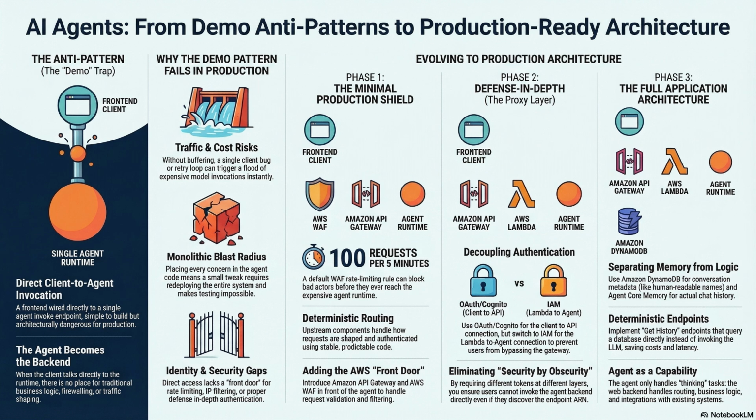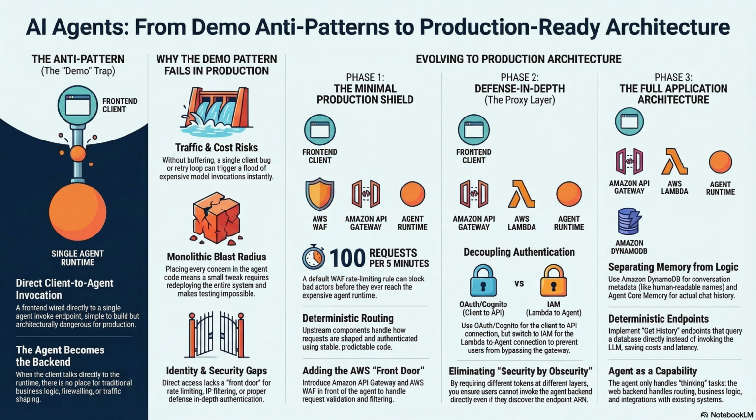it means the agent effectively becomes your entire backend. Wow, your entire backend. Yeah. And that is incredibly dangerous. You are taking a probabilistic, non-deterministic system, the AI, and you're forcing it to handle deterministic routing and client connections. Which it is not built for.